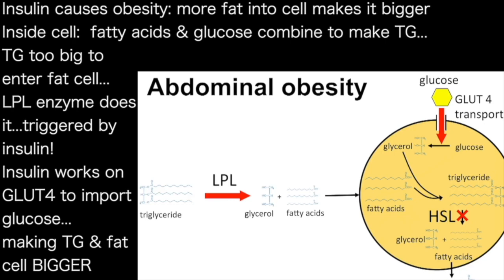Insulin also acts on this transporter here, what we call the GLUT4 transporter. This is like a gate that glucose uses to get into the fat cell. If you have an increase in your insulin level, it opens the gate. Glucose goes in, and the end result is that you've now stored fat and the fat cell is bigger.